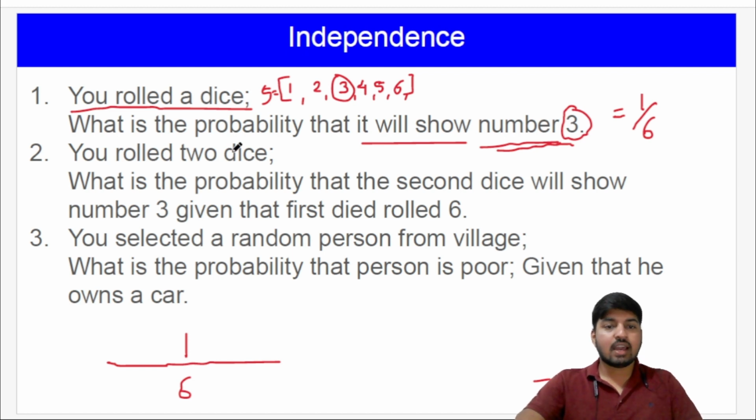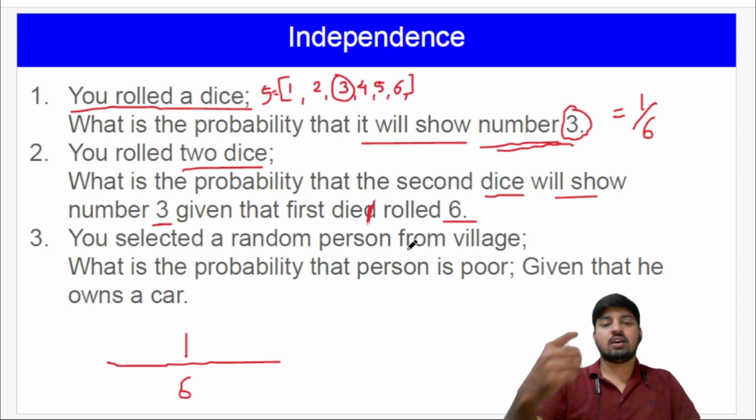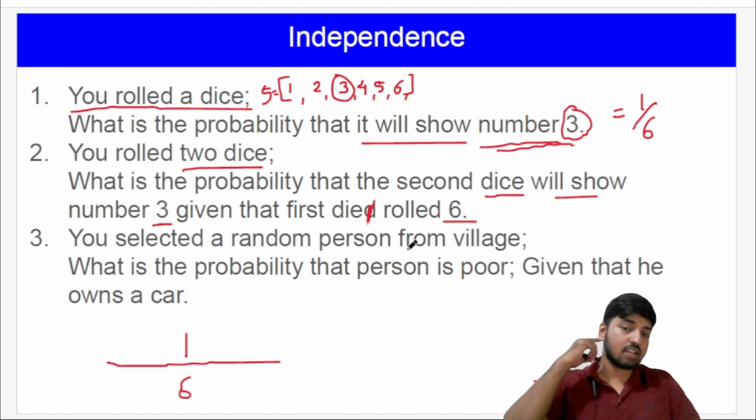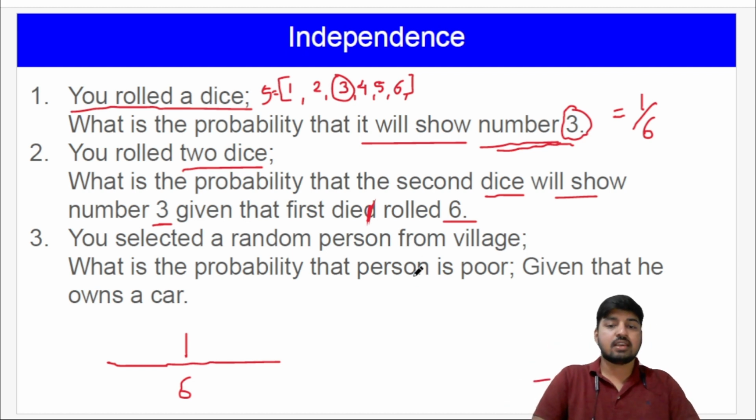Now what I did is I rolled 2 dice simultaneously at a single time. I have thrown 2 dice. So what is the probability that the second die will show the number 3, given that my first die has rolled a 6? Now the problem has changed. Are you getting my point? What is the question I'm asking?